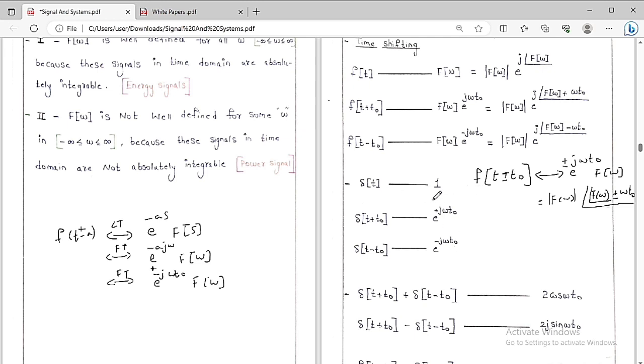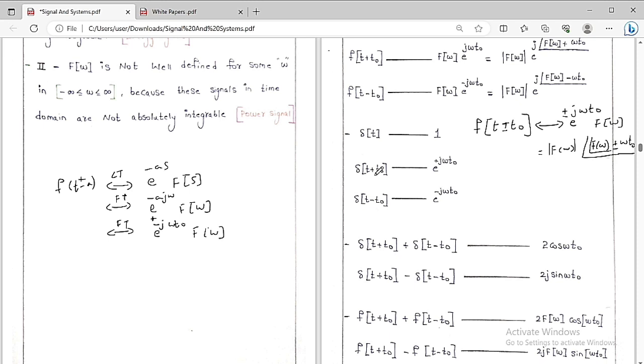You always have to remember this formula. For f of t, the Fourier transform is F of omega. Then for f of t plus or minus t naught, the Fourier transform is e to the power of plus or minus j omega t naught F of omega. By using this property, we got this one. For delta of t, the Fourier transform is 1. For delta of t plus t naught, the Fourier transform is e to the power of plus j omega t naught, whereas for delta of t minus t naught, it is e to the power of minus j omega t naught, times the Fourier transform of delta of t, which is 1. This is the thing you always have to keep in your mind.